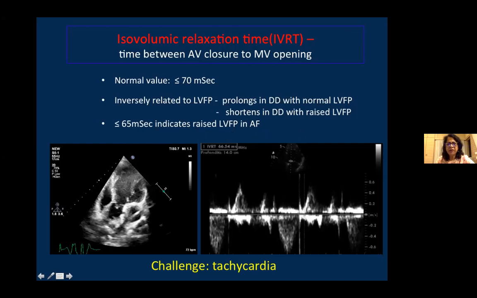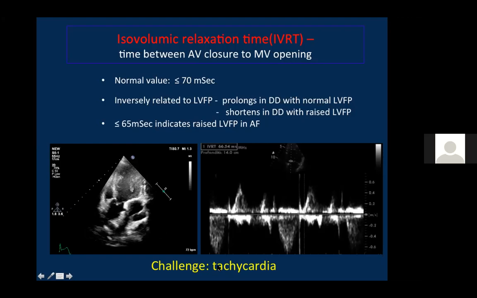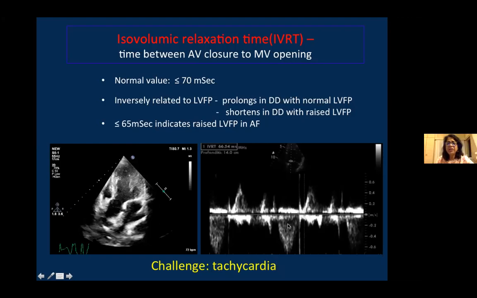All these values are taken from the latest ACC guidelines. But we always have a challenge of measuring the IVRT. If the patient has tachycardia, this normally gets shortened. So in the presence of tachycardia, we cannot rely on this parameter. Now, what are the other parameters?